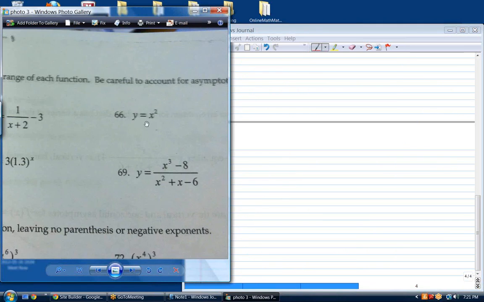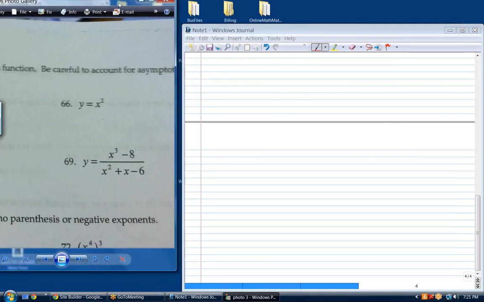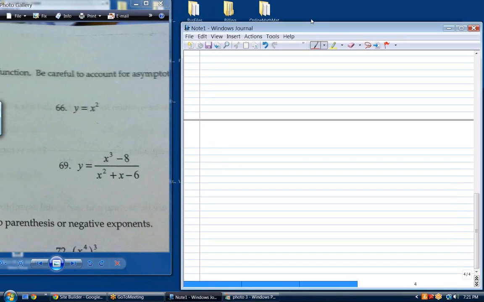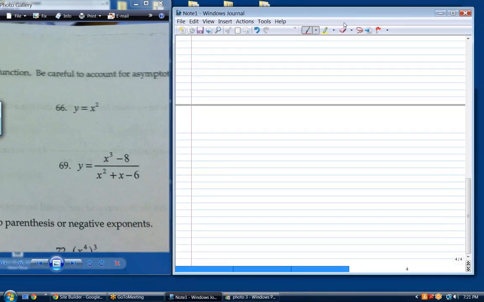Okay, what can x be on 66? X could be 0. No, cannot be 0. Why not? Well, the squared kind of throws me off. You can square 0. There's nothing wrong with squaring 0.